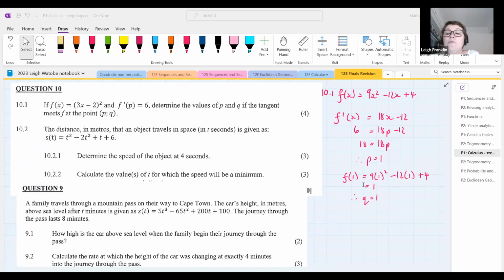Okay, and then to get your Q value, you're going to sub your 1 back into your original. Okay, and then you got 1 as well.